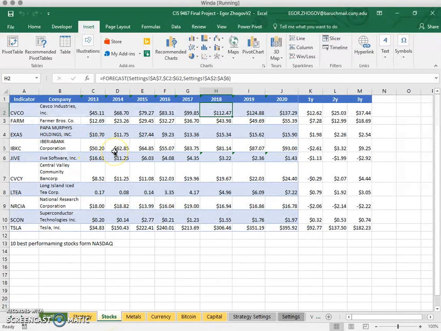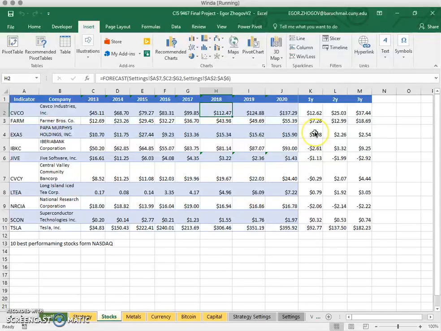Here we have the historic values from 2013 up to 2017 for the 10 best performing companies in the NASDAQ index. To estimate the future value, I've picked the forecast formula. As we can see here, we have forecasted values for 2018, 19, and 20, which can be used for the solver to determine where the money will be put.